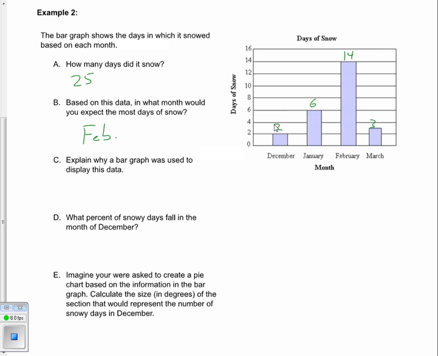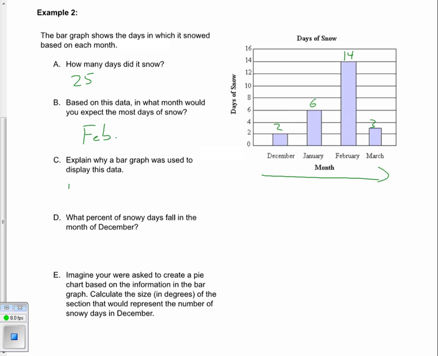So why was this graph displayed as a bar graph instead of a pie chart? A pie chart can also be used to describe both categorical and discrete data. Well, in this particular instance, I believe that we would have done this as a bar graph because it actually goes in chronological order. It follows the timeline of winter: December, January, February, March. That makes it very easy to read and for people to understand.